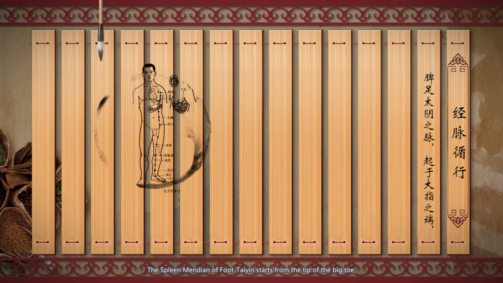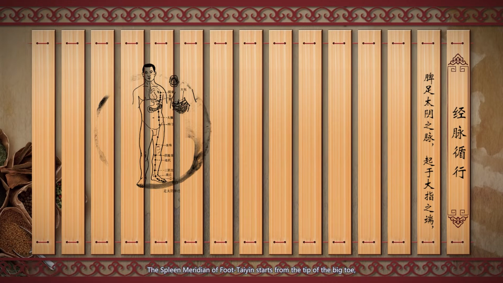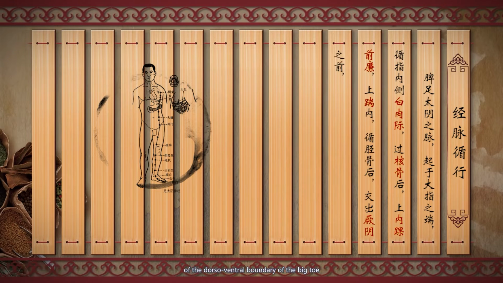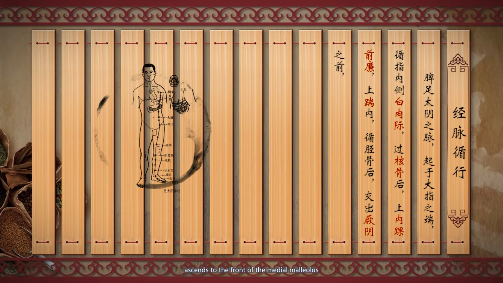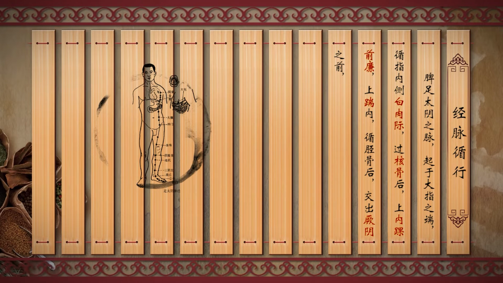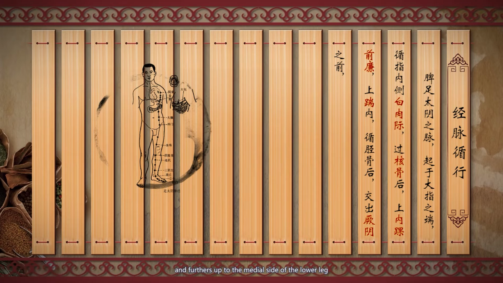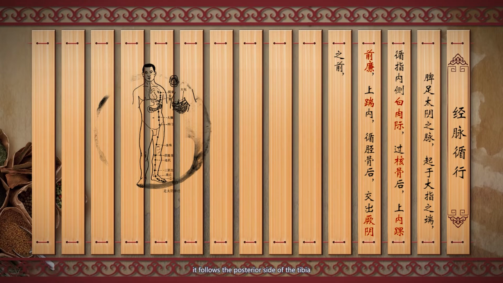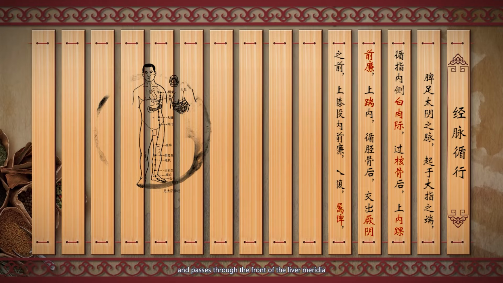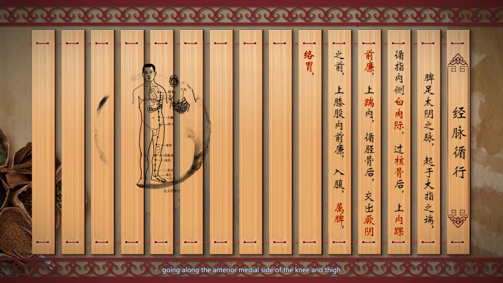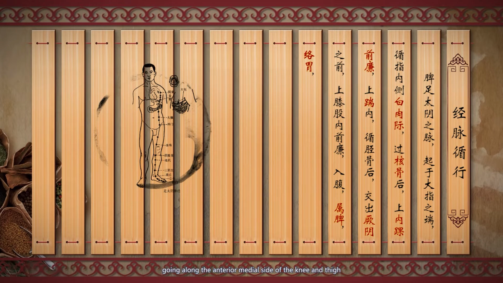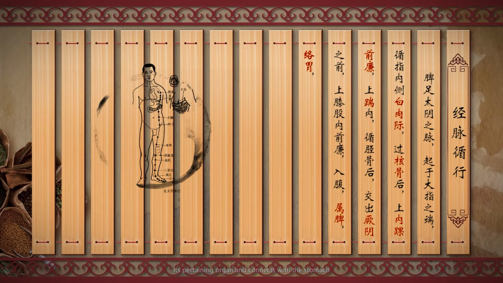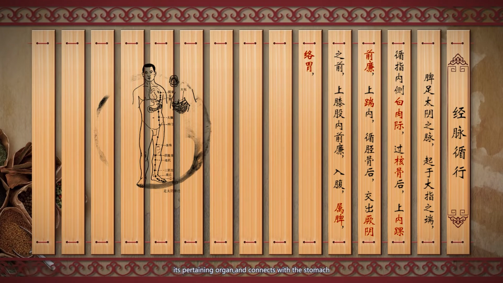The spleen meridian of full Taiyin starts from the tip of the big toe. It runs along the medial side of the dorsal-ventral boundary of the big toe, ascends to the front of the medial malleolus, and further up to the medial side of the lower leg. It follows the posterior side of the tibia and passes through the front of the liver meridian, going along the anterior medial side of the knee and thigh. It enters the abdomen, reaches the spleen, its pertaining organ, and connects with the stomach.